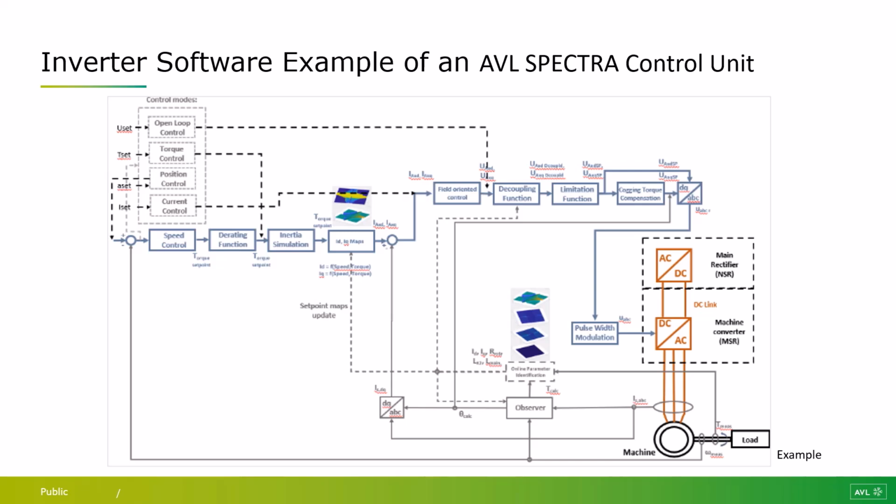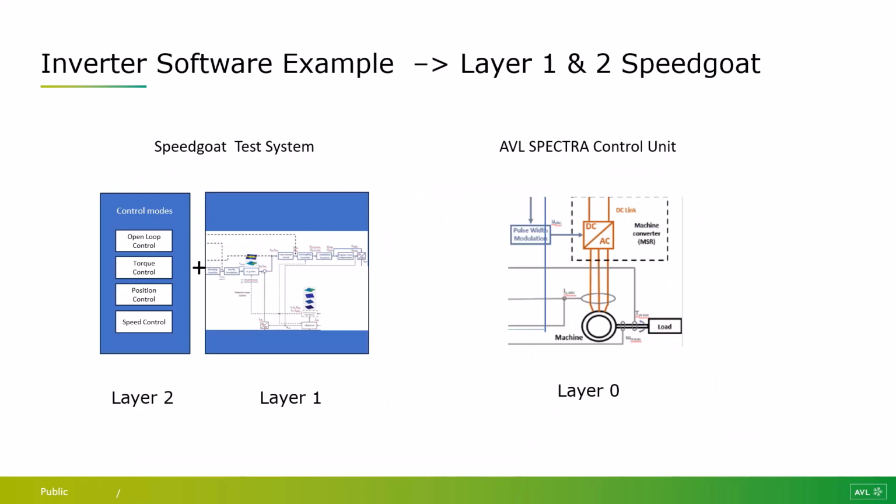Simply said, all the functionality is in Spectra. Now let us see if we switch off the layer 1 and 2 functionality in Spectra and let Speedcode take over layer 1 and layer 2. In this case, as already said, Spectra is waiting for a duty cycle as an input.